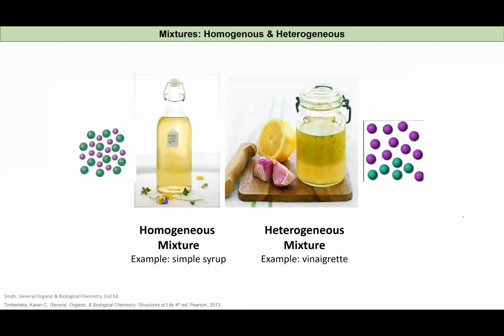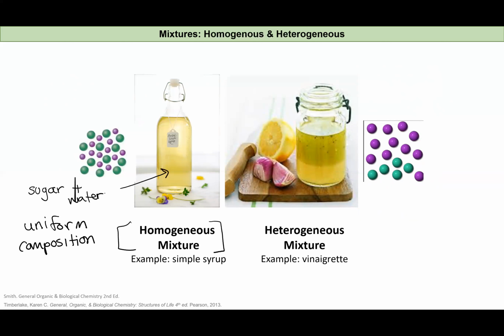So within mixtures, we have two categories, homogeneous and heterogeneous. A homogeneous mixture right here is something that is going to have a uniform composition. It might look like a pure substance, and you're not going to be able to differentiate between where your two different compounds are. And a great example of this is simple syrup, where you have sugar and water mixed together such that you can't actually tell where the sugar is and where the water is. It looks like one thing.